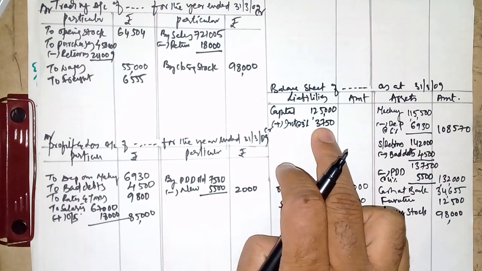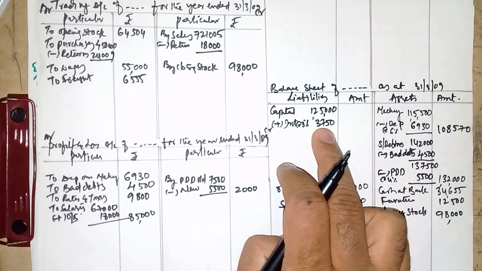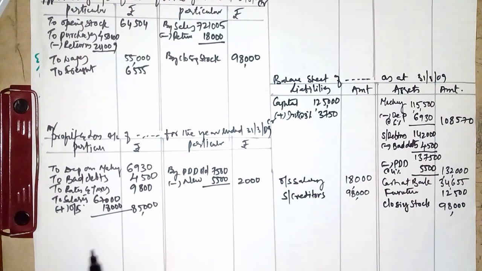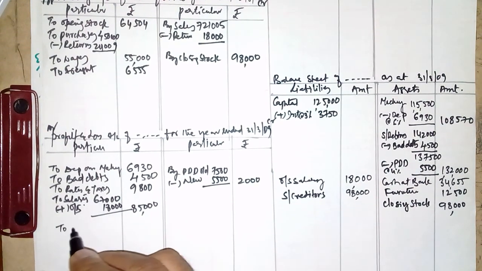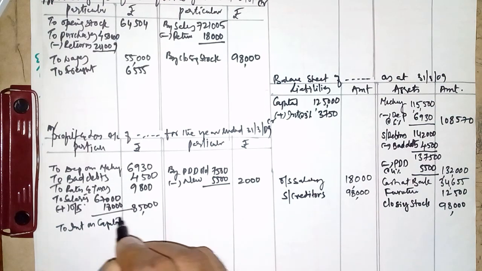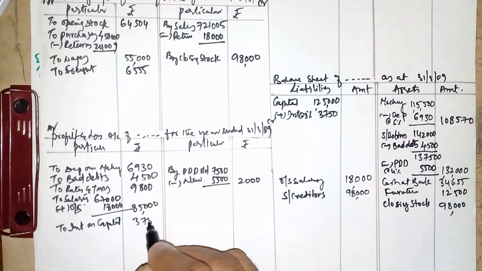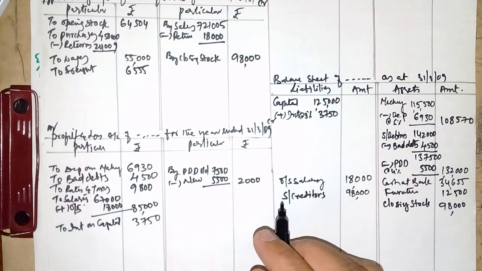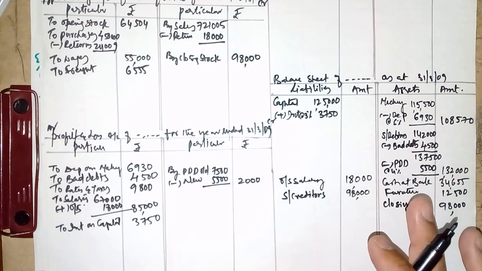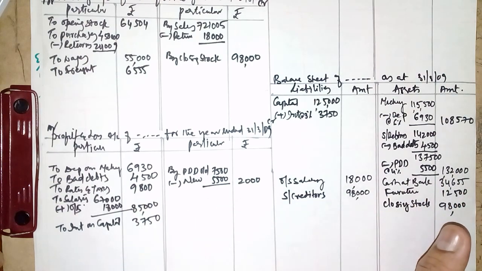This interest on capital is an expense for the business because the proprietor will be asking for interest. Therefore, to interest on capital, 3,750 is an expenditure for the business. So it will be written on the P&L account debit side. With the help of this, we have done all the items.